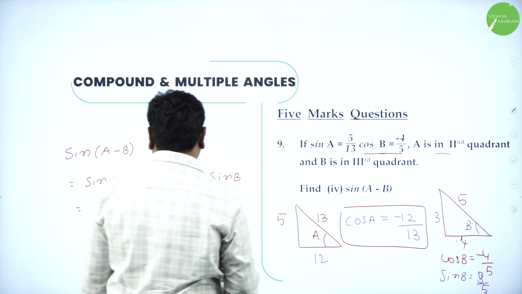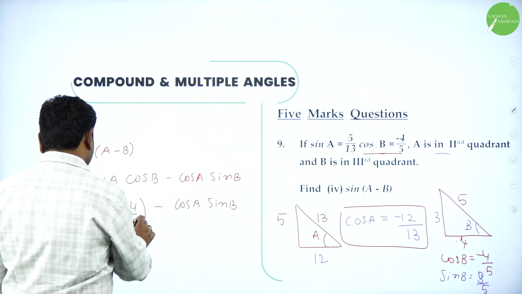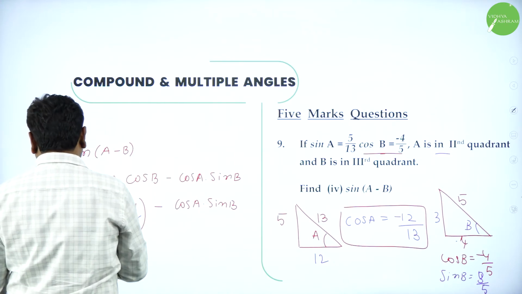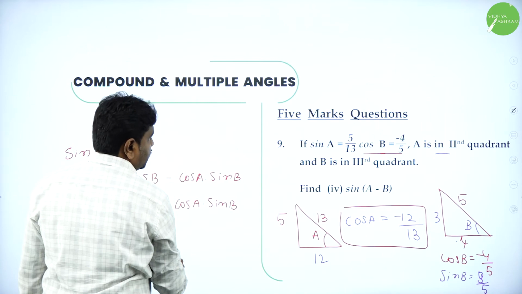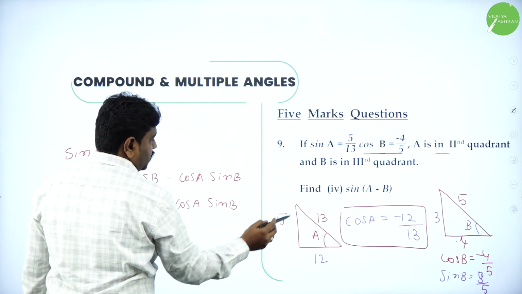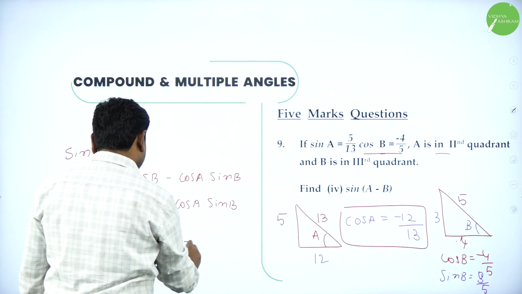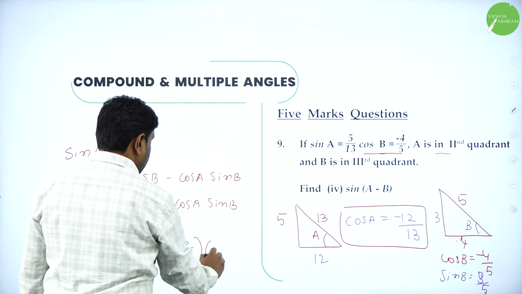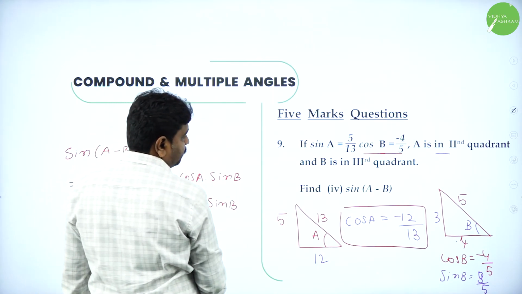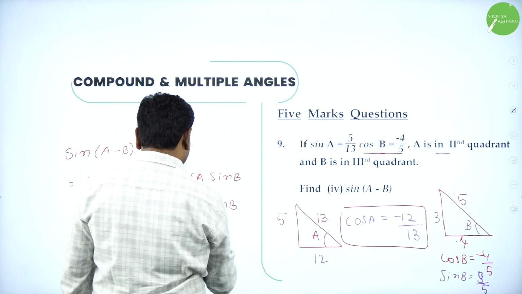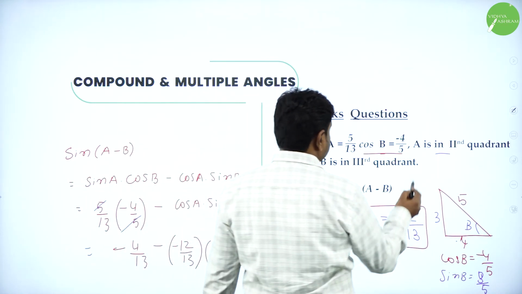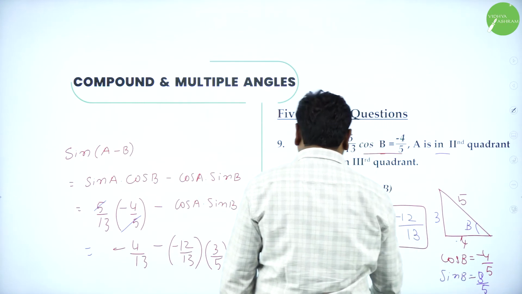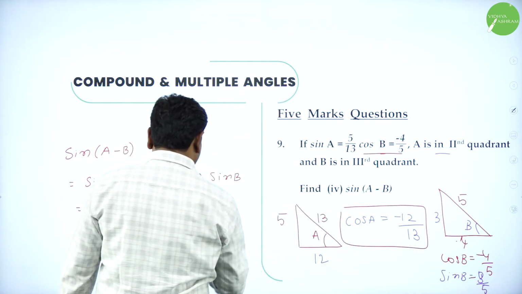So substitute the values. So 5 can cancel. So it will be minus 4 by 13 minus cos A. Cos A, we got cos A as minus 12 by 13. Sin B, we got sin B as 3 by 5. And here please be cautious. B is in third quadrant, so sin is negative. So this is minus 3 by 5.